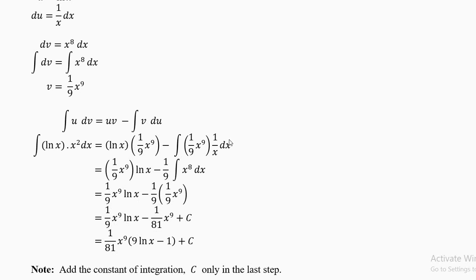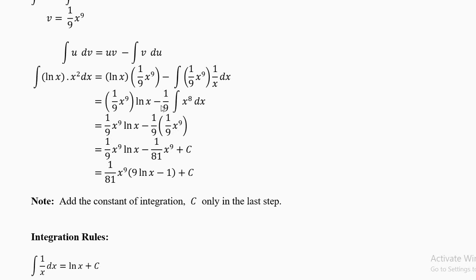Now the second part of the integration is minus integral v du. Minus integral v du. V is how much? 1 by 9 x power 9. Du is 1 by x dx. This 1 by 9 will go out. X power 9 divided by x is x power 9 minus 1, which is x power 8. Last time it was power 2. Now it is power 8. You have to be careful.